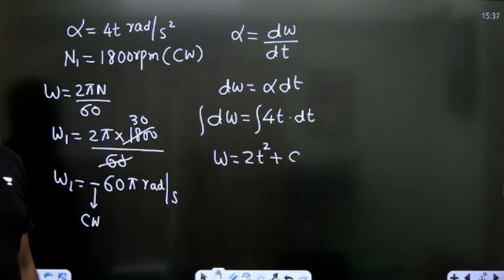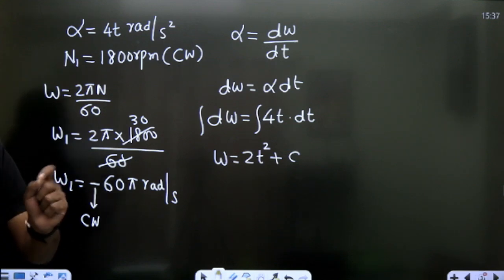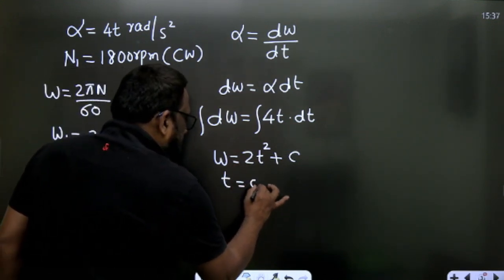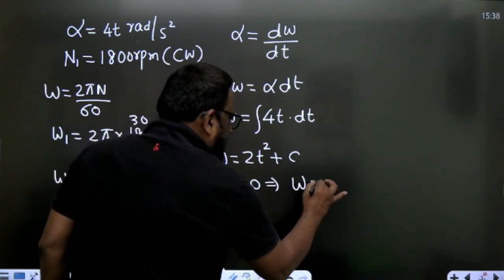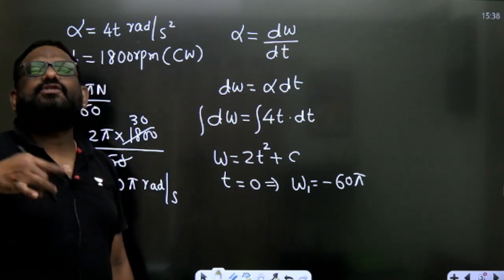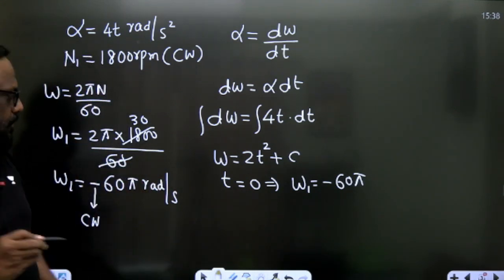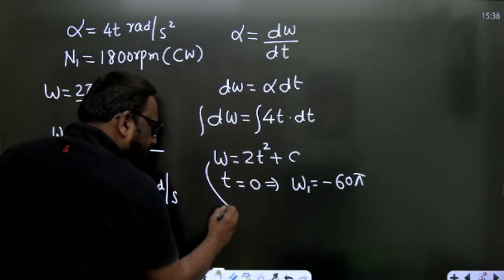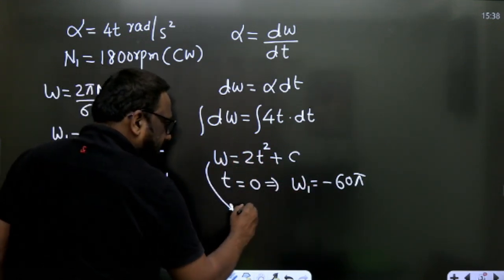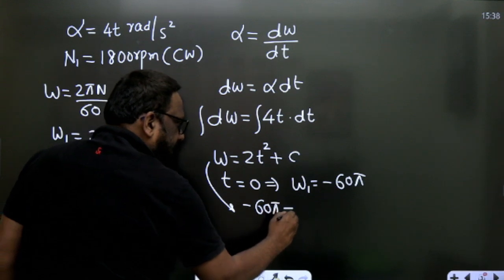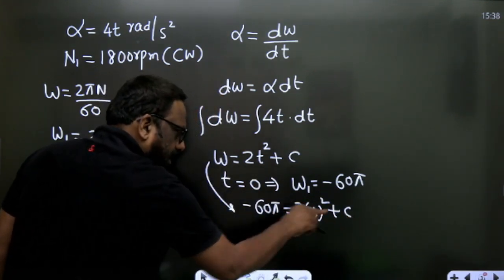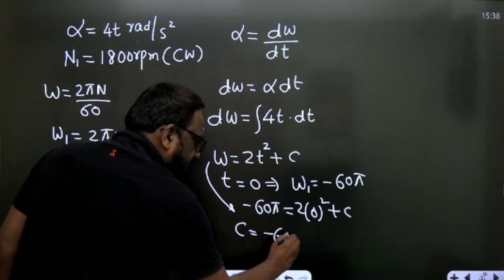So how do I establish the integration constant? Clearly he said initially, at time t equal to 0, the speed is omega 1, which is minus 60 pi. What is the reason for taking minus? Because minus indicates clockwise and plus indicates anti-clockwise. So put, when t is 0, my omega is minus 60 pi. So 2 into 0 square plus c is 0, and c is equal to minus 60 pi.